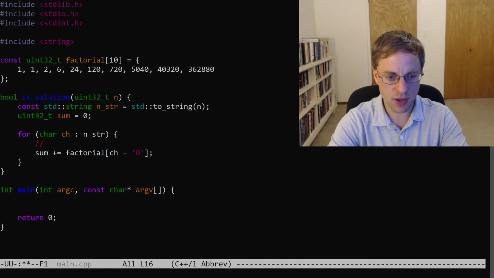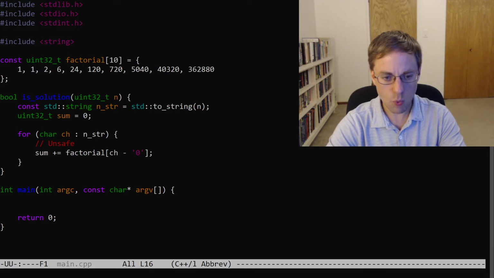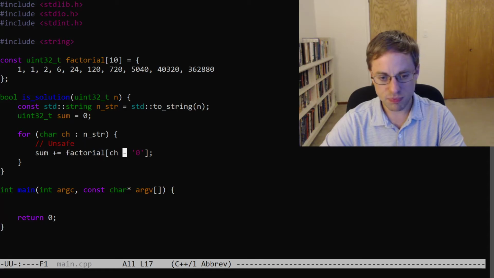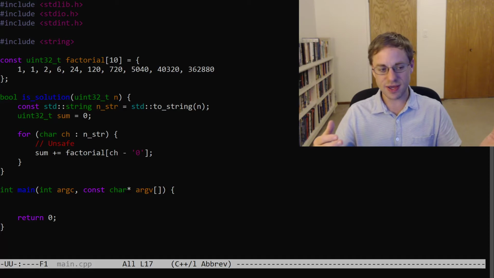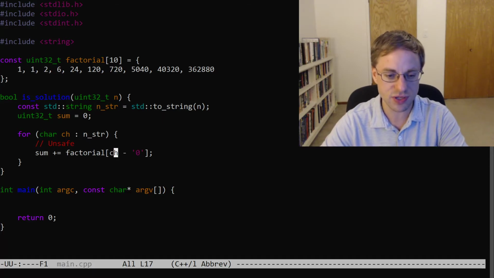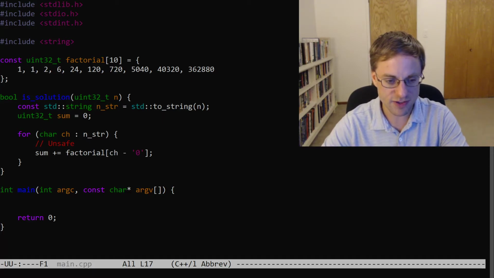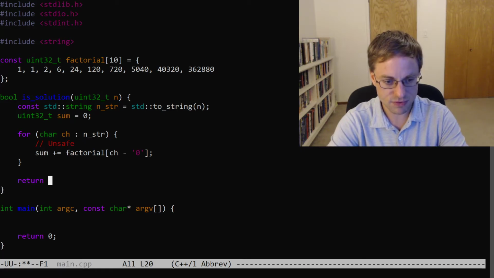And I'm just going to make a quick comment here. This is technically a bit unsafe because we're indexing into this finite array after basically assuming that this is a digit. If this isn't a digit and it's some other character, then this can end up indexing outside the array, and it is potentially the makings of some kind of exploit. But this is just a harmless little programming puzzle, so we will leave it at that. And we'll just return sum is equal to n.